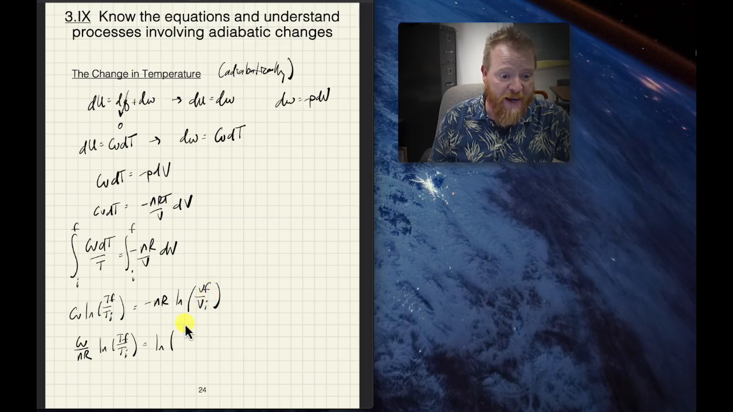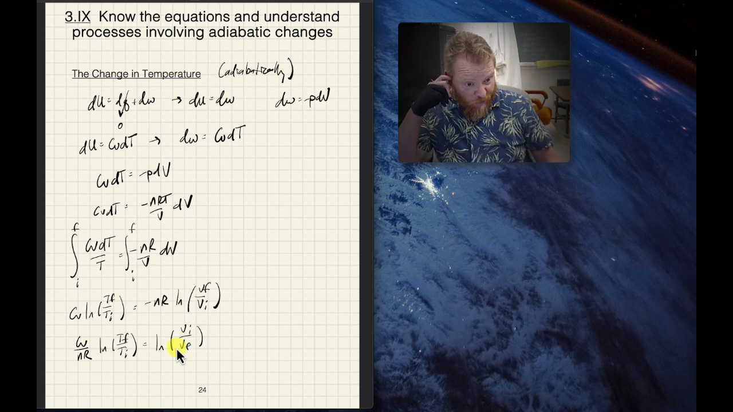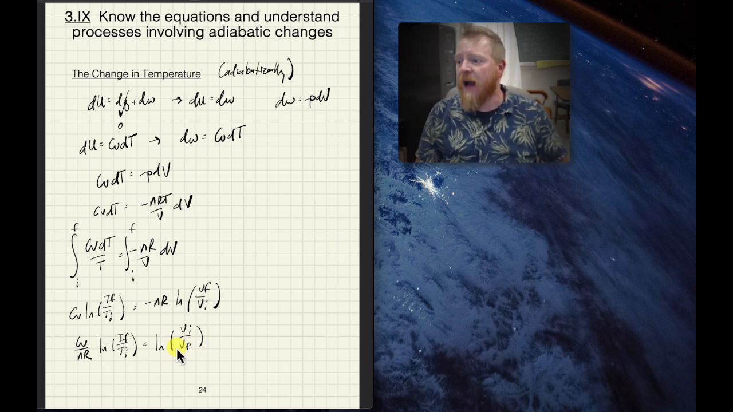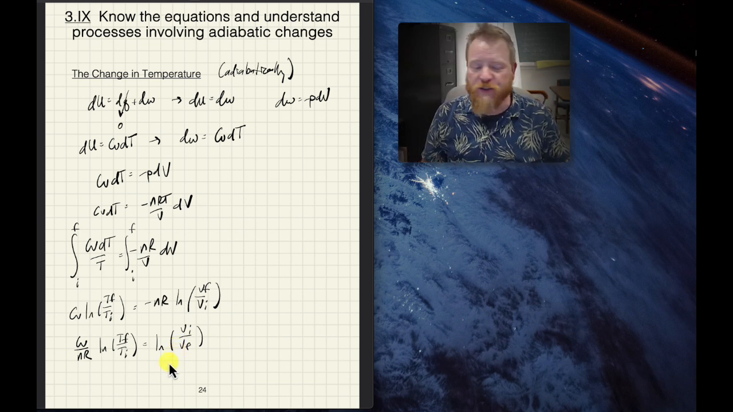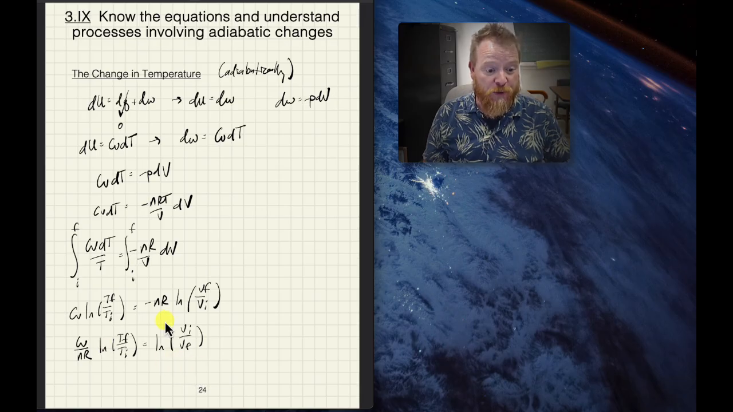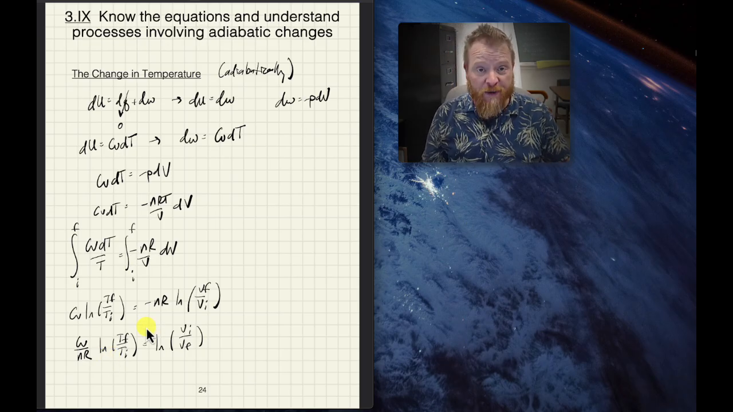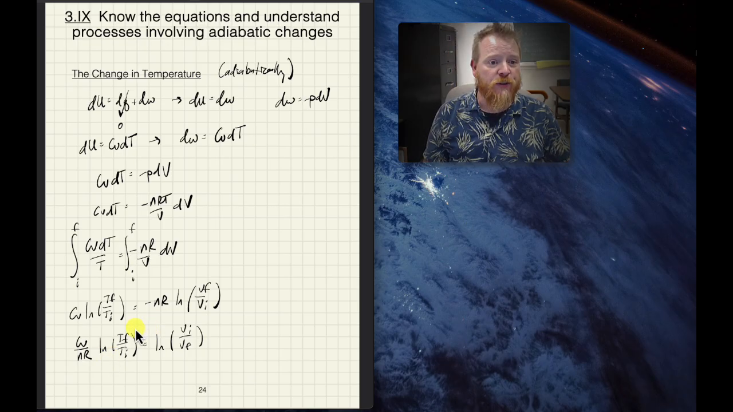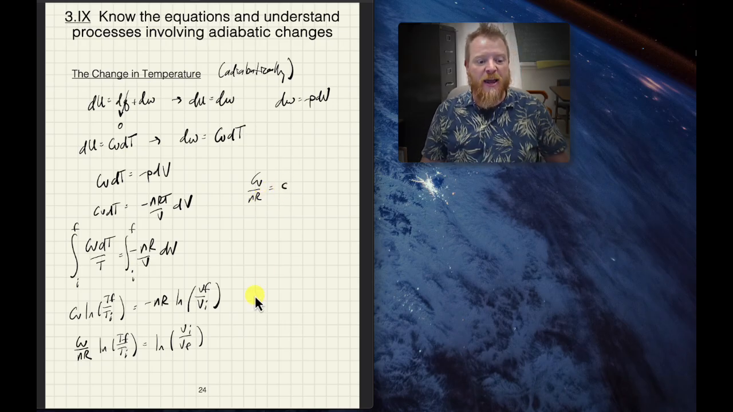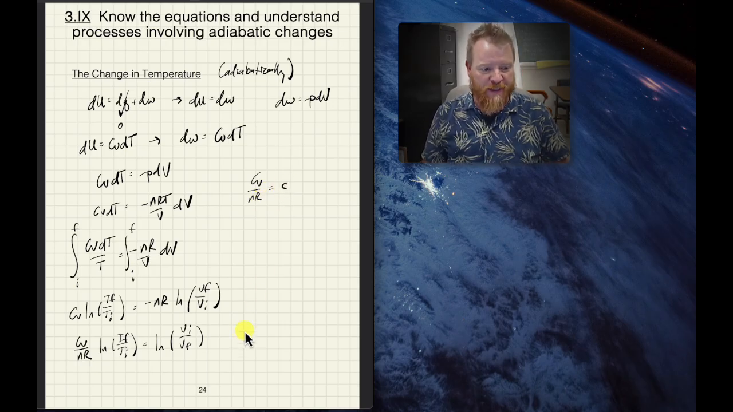So when I absorb that negative sign in here, it flips the numerator and the denominator like so. Okay. And what we can finally do is now use another logarithmic trick. When we have something multiplied by a log, we can raise it as a power. So we're going to call the collection of these constants here, CV divided by NR, equal to some constant C. And I'm just going to do that to make life a little bit easier.